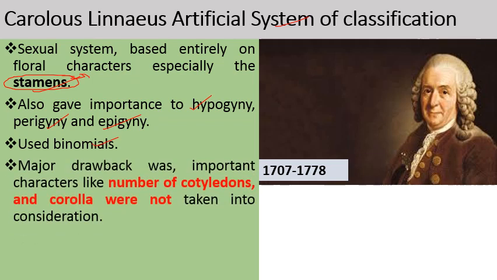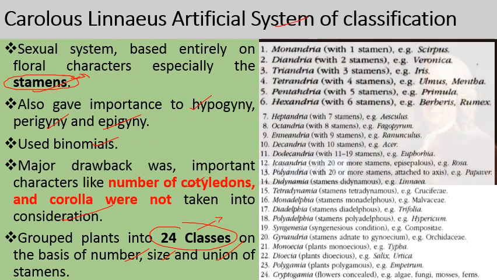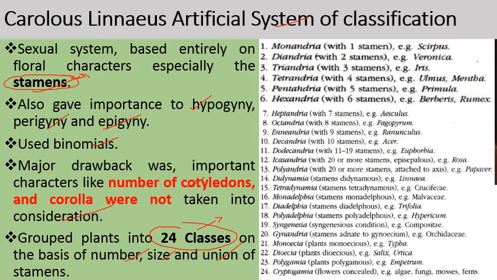Major drawback was important characters like number of cotyledons and corolla were not taken into consideration. He grouped plants into 24 classes on the basis of number, size and union of stamens. So 24 classes में उन्होंने divide किया था plant groups को. Like we have monandria, then diandria, triandria, tetrandria, pentandria, hexandria, heptandria, octandria. Then we have enneandria, decandria.